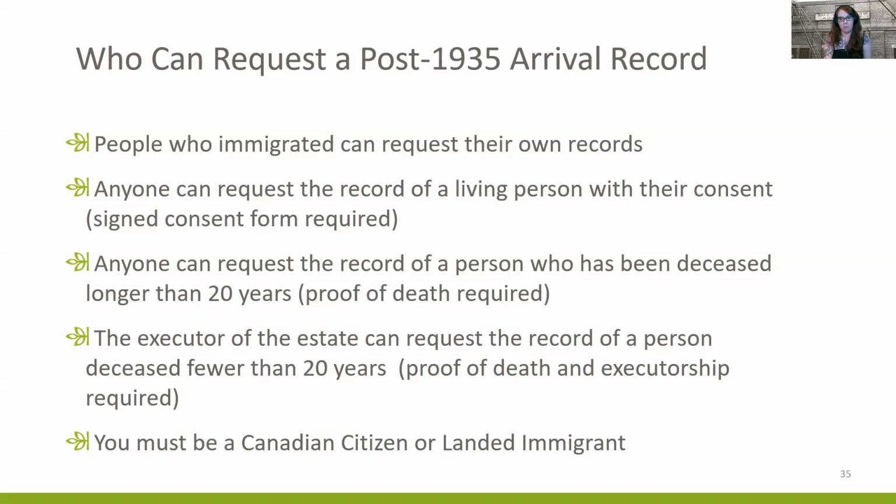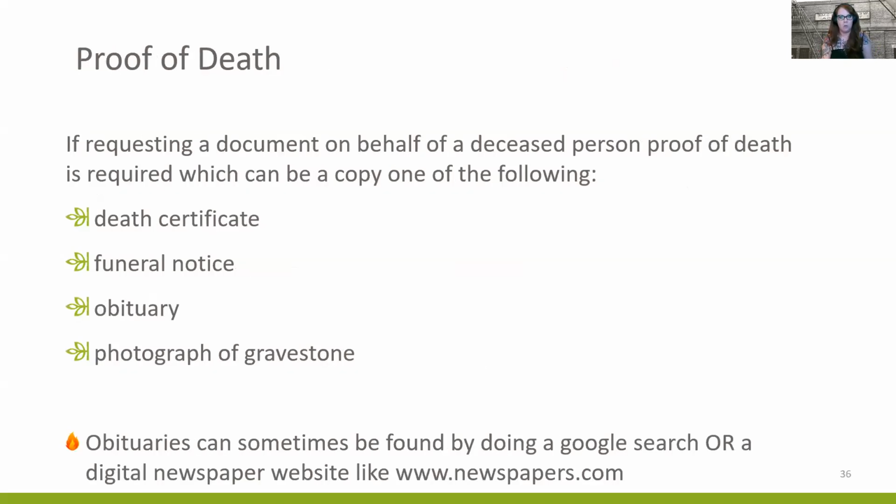Anybody can request the record of a person who's been deceased for longer than 20 years. You do need to provide proof of death. The executor of an estate can request the record of a person deceased fewer than 20 years, and you need to provide proof of death and proof that you are the executor of the estate. You need to be a Canadian citizen in order to request federal government records. So proof of death, they're really flexible on proof of death. They'll take a death certificate, of course, a funeral notice, an obituary, a photograph of a gravestone. Send copies. Don't send originals. You won't get them back.